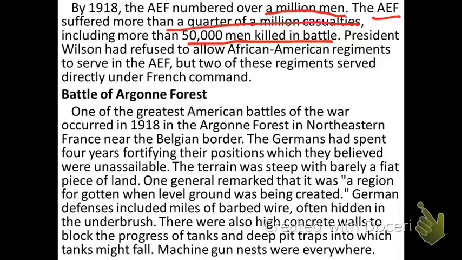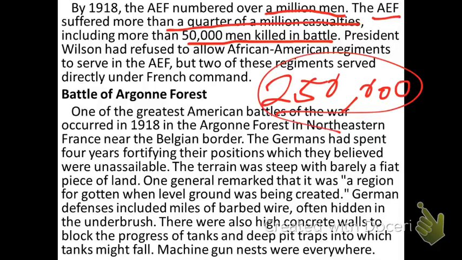Now, this seems like a lot. 250,000 men is a lot. That's a huge number, but keep in mind, when you compare that to the numbers of men, that should be a zero there. Yeah, 250,000. Again, it's more than that. Just round it to that number because it's an easy number to remember.